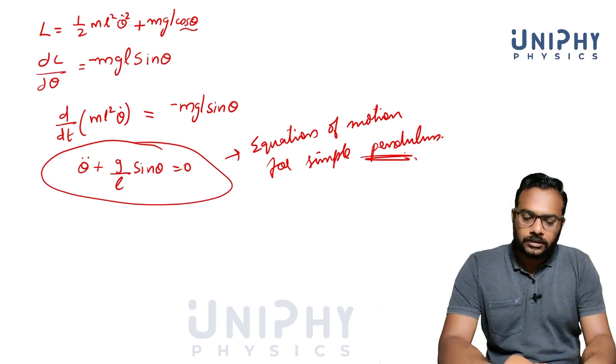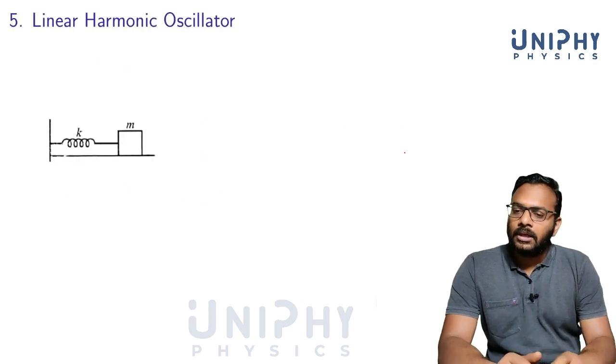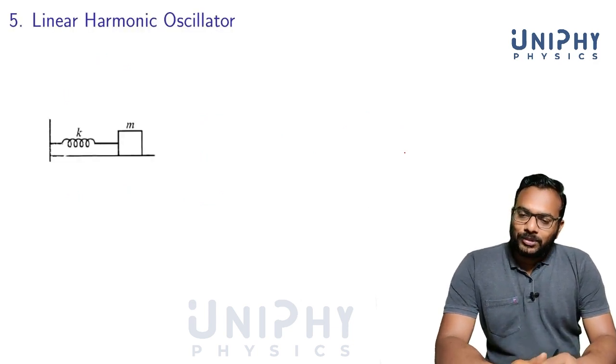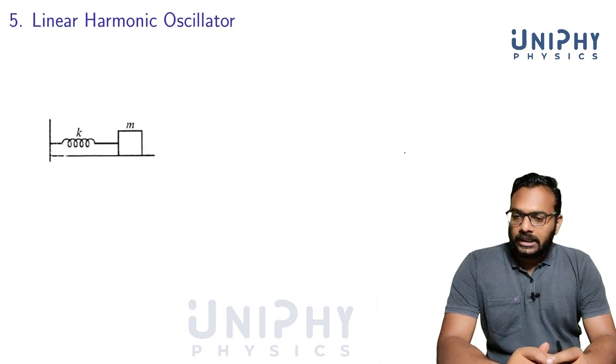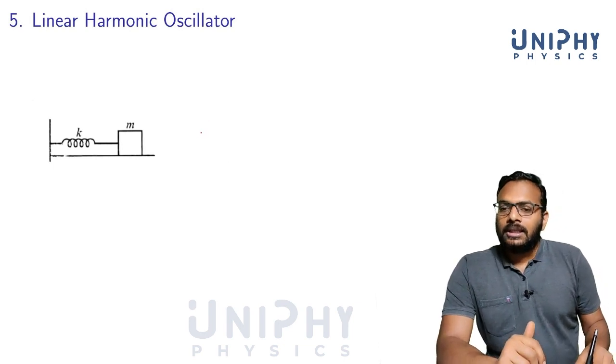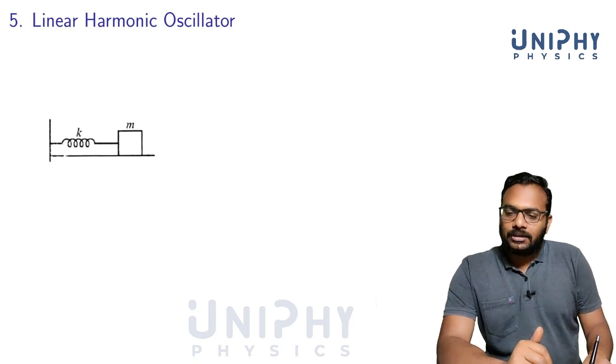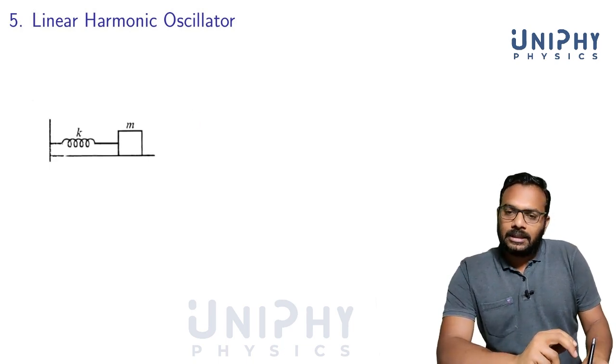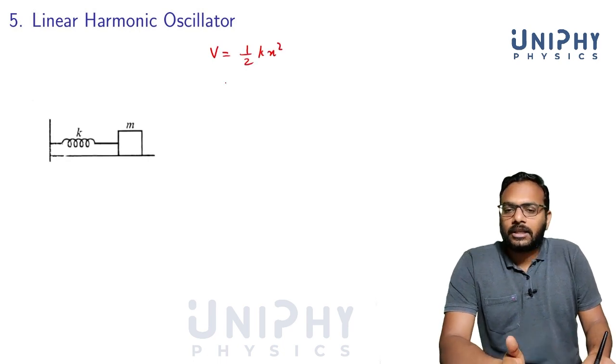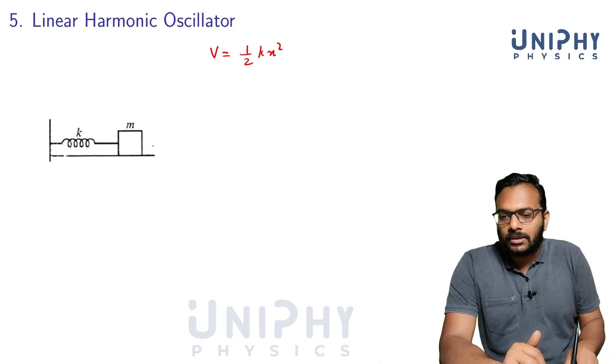Okay, good. Now we can go on to the next problem, that of the linear harmonic oscillator. The equation looks like that of a simple pendulum. The only thing you need to remember is that V is equal to half kx². There's only one degree of freedom, which we can take as x, since it moves along the x-axis.